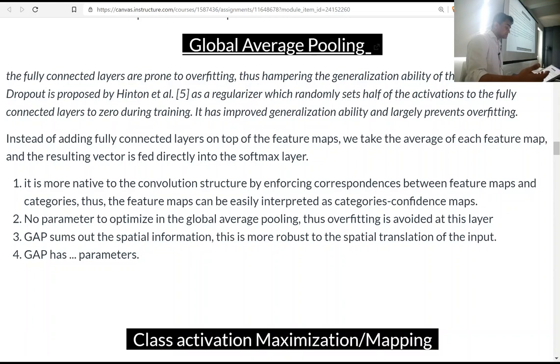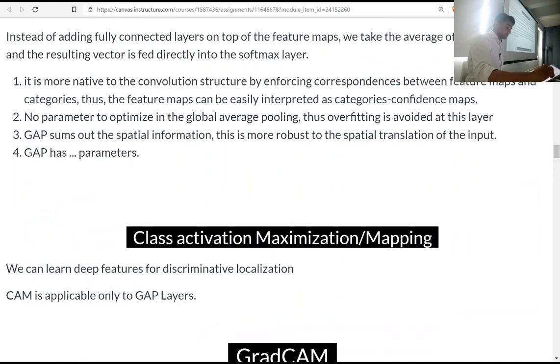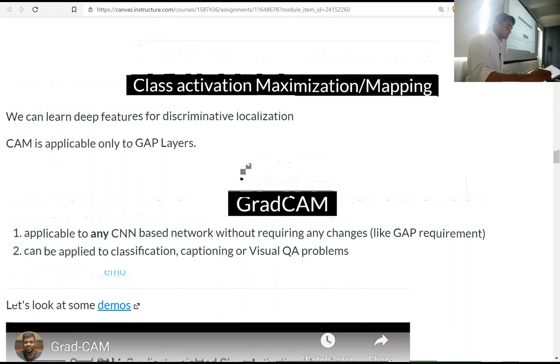GAP averages the spatial information, which means it is robust to spatial translation of the input. We are collapsing the whole 13 cross 13 channel into one pixel, which means my object literally can be anywhere in the image, and I still get the average of that. The gradient can be coming from anywhere, and GAP has no parameters, so nothing to optimize. Is it clear?